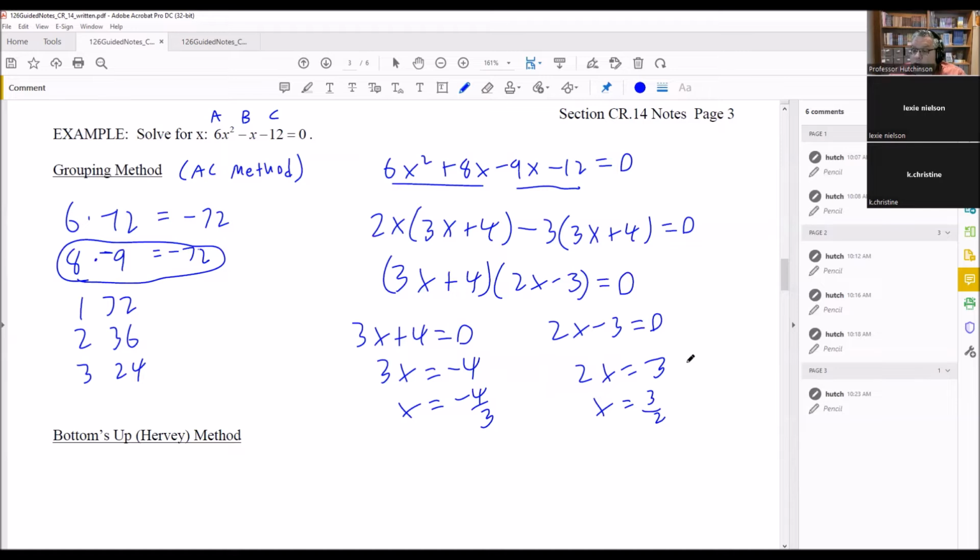Now, the other method I want to show you, I'm actually going to do the same problem over again, but now I'm going to use what's referred to as the Curvy method. So I'm going to have the same exact problem here again. I'll just write it out so we don't have to keep flipping up to the top.